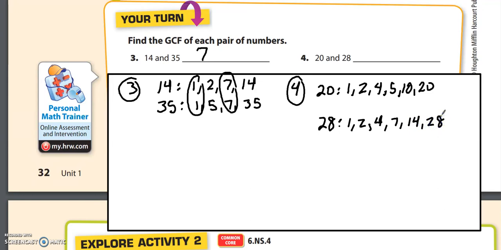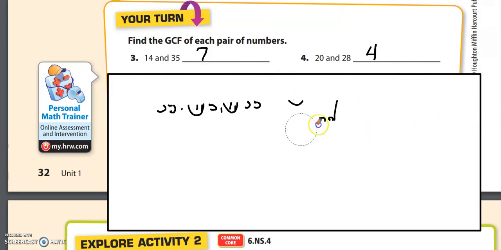And the greatest number that's in both lists would be: 1 is in both lists, 2 is in both lists, 4 is in both lists, 5 no, 7 no, 10 no, 14 no. So it looks like it is 4. The greatest common factor of 20 and 28 is 4. All right, I need to clear this, and I need to move my whiteboard because I've got a question below that we need to answer.